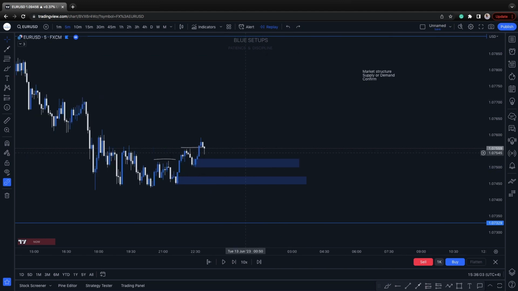For example, in this one, we have already seen a valid retracement right here. There should be a valid retracement. I will show you guys what I mean by valid retracement. Let me play the chart.